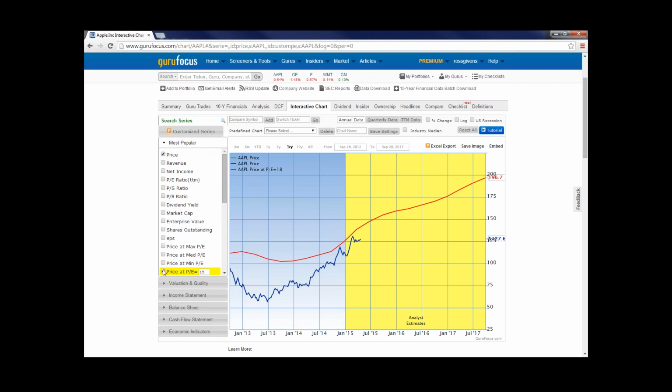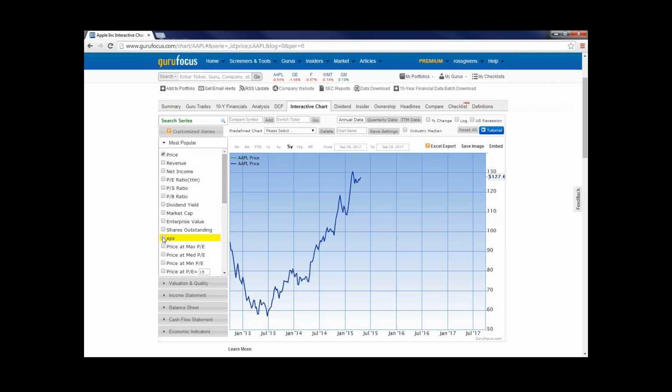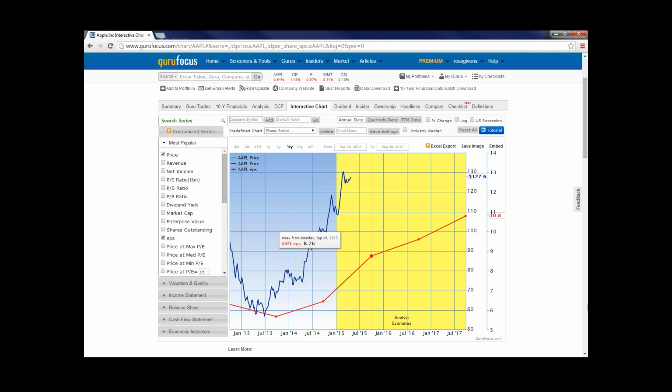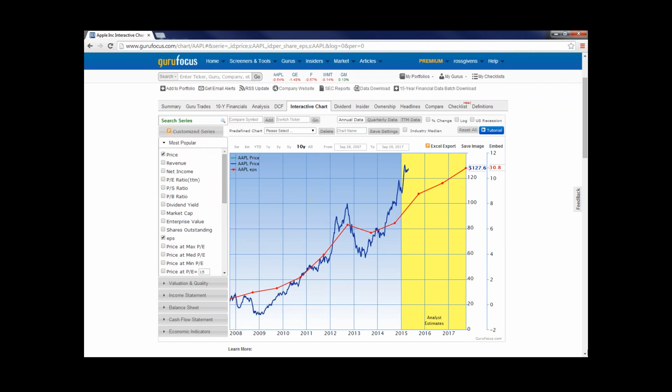If you don't want to look at it so complex, we can just look at earnings per share, and this is what analysts think they will be. Let's go back even further to 10 years. The red line here is what they have been, right? They were earning $2 a share, 4, 6, etc., and they're forecasting $10.80 a share by mid-2017, right?